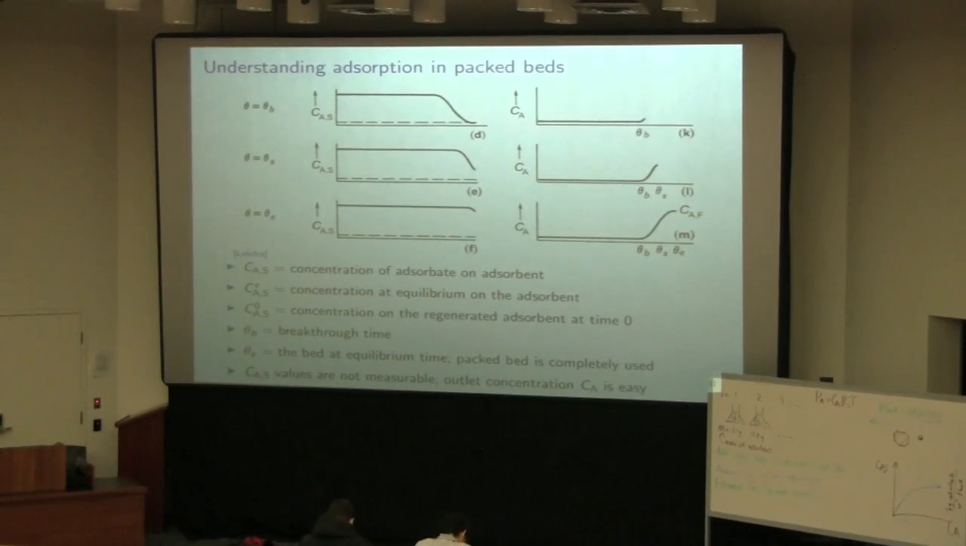or it's considered the limit at which I need to stop. So as long as, let's say for example, I'm discharging this fluid leaving the packed bed into the municipal system, theta B would be the time that I have to close my valve, because if I keep going, the concentration of this pollutant, this undesirable adsorbate, is going to start to rise up and then leave in my effluent. And I don't want that happening.